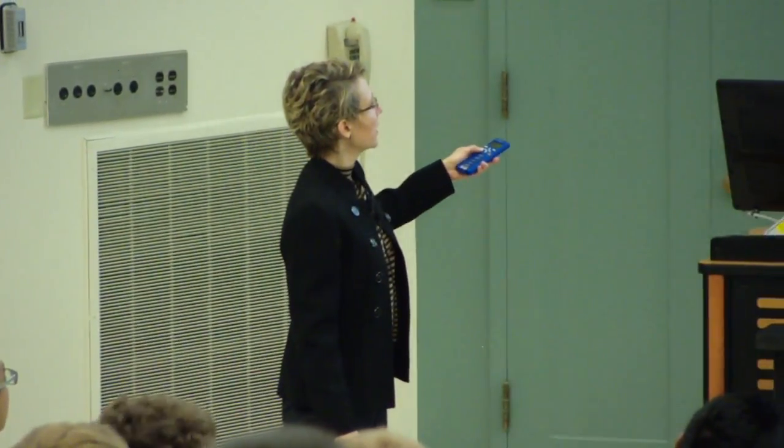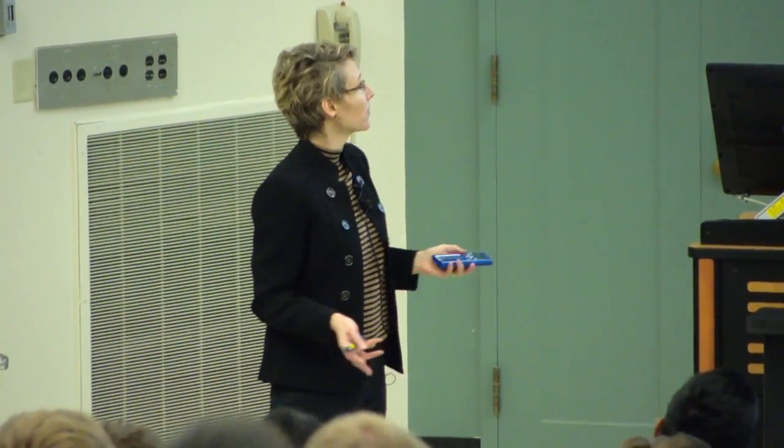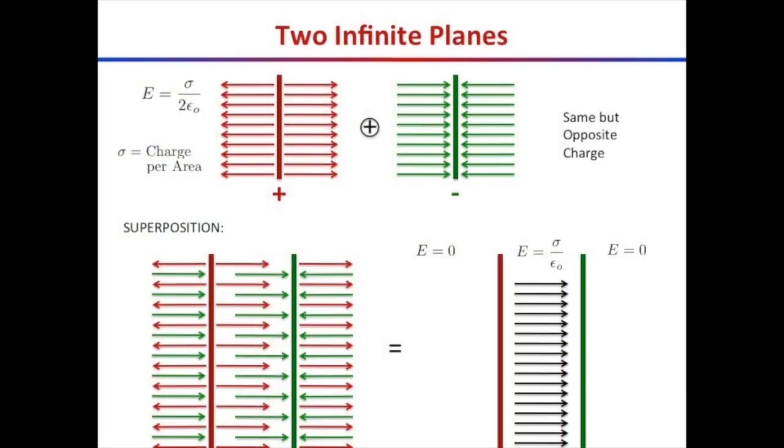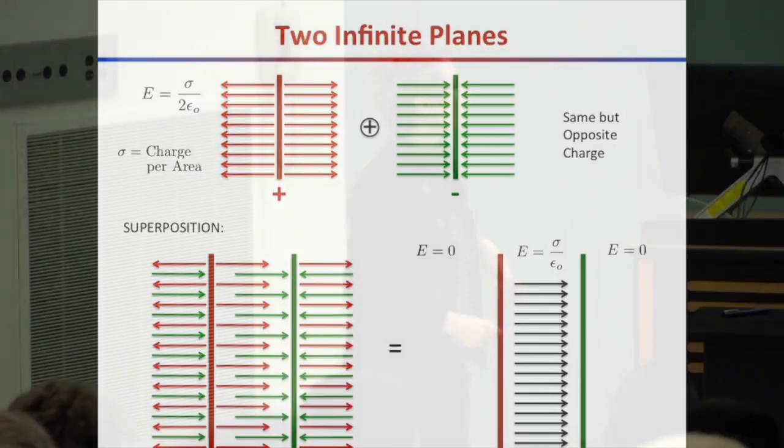In this region right here, if these two planes have the same charge per unit area, then these red and green field lines are going like this. So what's the net electric field to the left over here? If the field lines are going like this, it's zero. They actually exactly cancel and give me zero. How about over here, to the right? Same thing, right? The electric field lines are equal and opposite, so they cancel out.